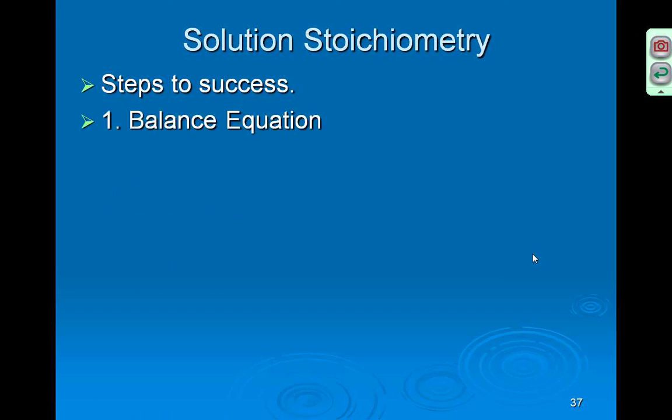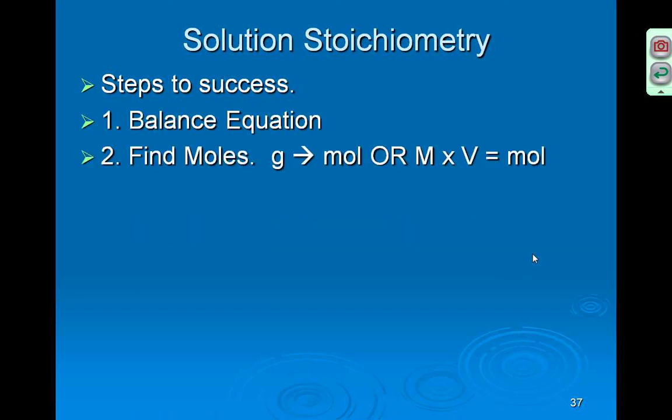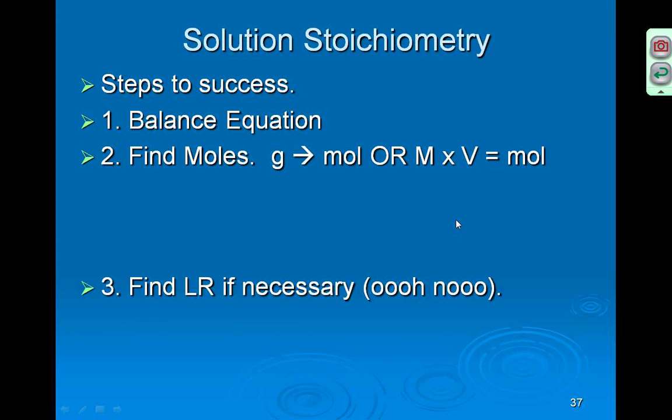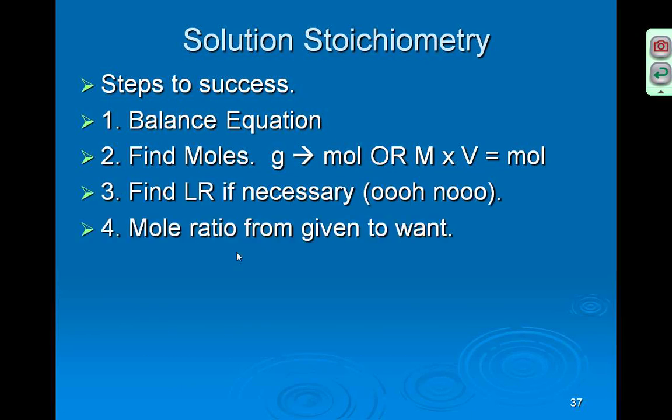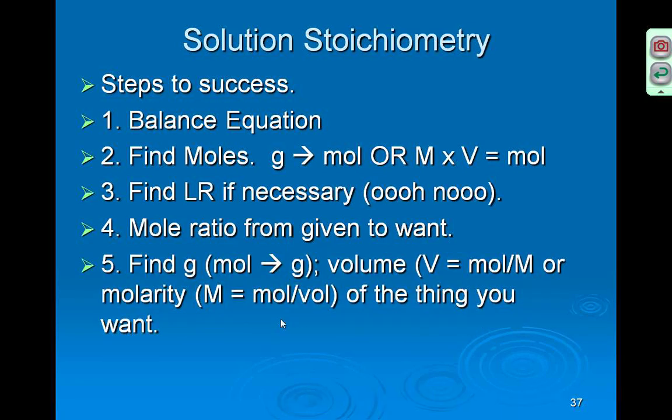So now we're going to do stoichiometry. It's all coming back for fun. Make sure you balance your equation. Make sure you find moles by either doing grams to moles, or perhaps you need to do molarity times volume, which is liters. You might need to find a limiting reactant. Oh no. You'll need to use the mole ratio to go from what you're given to what you want. And you'll need to answer the question: if you find grams, you'll change moles into grams.